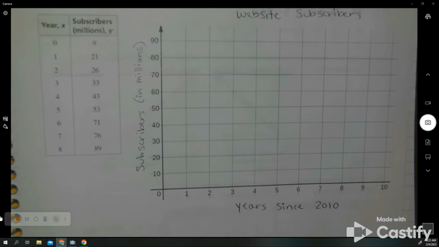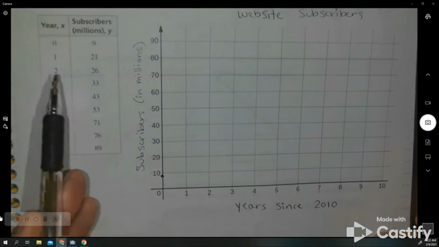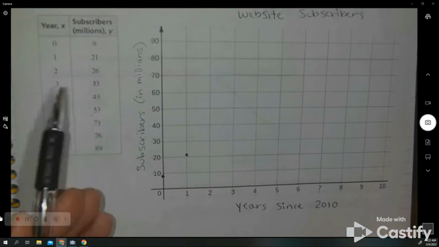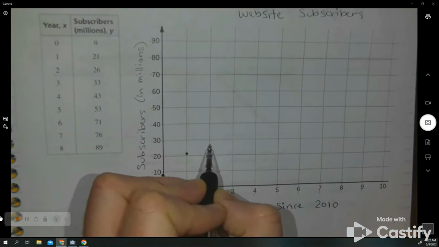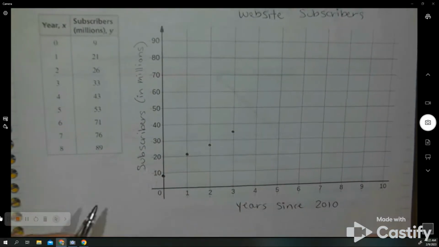All right, so let's start by putting our data on the graph. I have the point 0.9, so I have to kind of estimate that here, since these are counted by tens. 1 and 21, so over at 1, just above there, call that 21. 2 and 26, so 2, just above half, right? We'll go right there. 3 and 33, just under half. There we go, that sounds good.